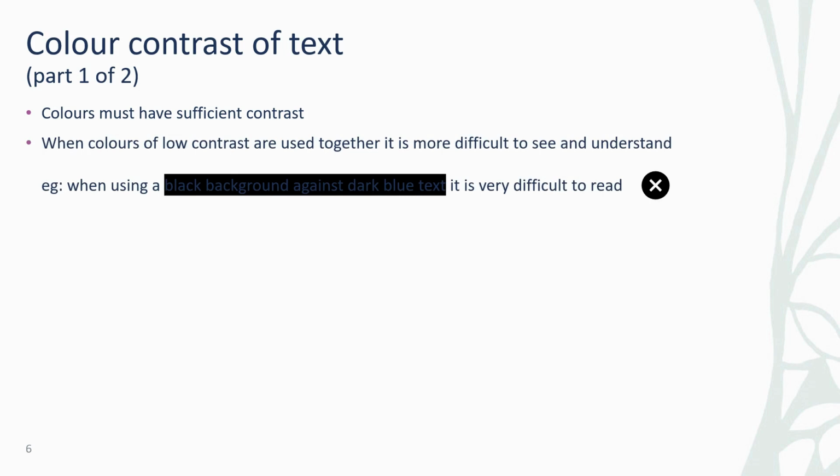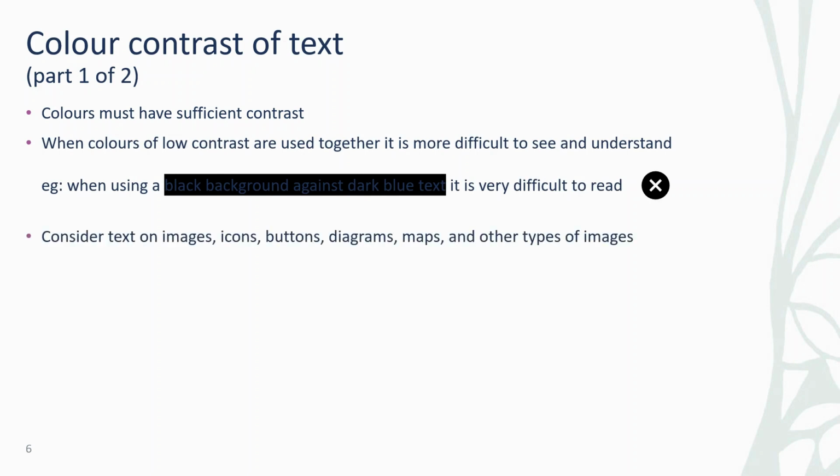Color contrast of text. Colors must have sufficient contrast, for example, between the text color and the background color. When colors of low contrast are used together, it is more difficult to see and understand what is displayed. This includes text on images, icons and buttons. This is clearly illustrated in the example on this slide. The dark blue text on a black background is much more difficult to read than the text on a white background. Also, colours used to convey information on diagrams, maps and other types of images must be distinguishable. Again, this is of benefit to all users, not just those with visual impairments.